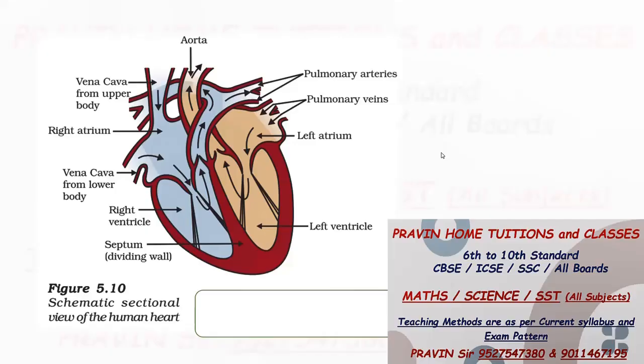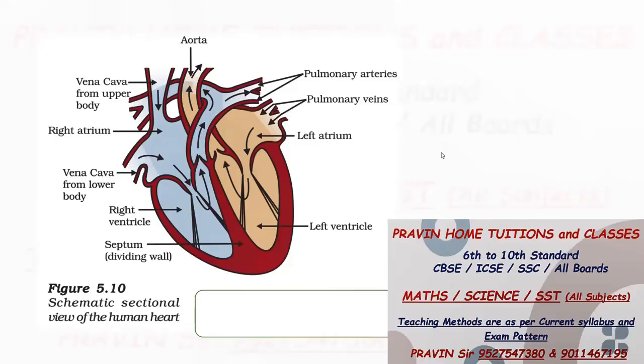Hello friends, in this video we will study how the transportation system works in human beings. What is the working of the heart? The figure shows a sectional view of the human heart. It has different chambers: left atrium, left ventricle, right atrium and right ventricle. These are separated by a septum, with a network of different arteries and veins connected to it.